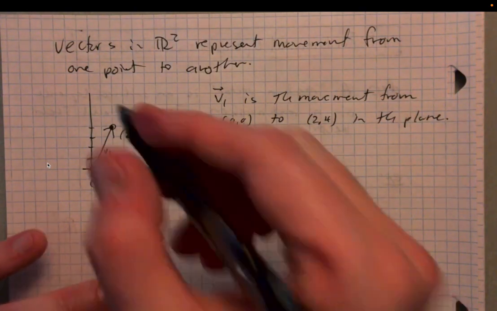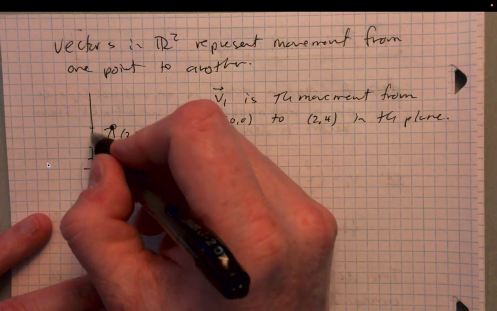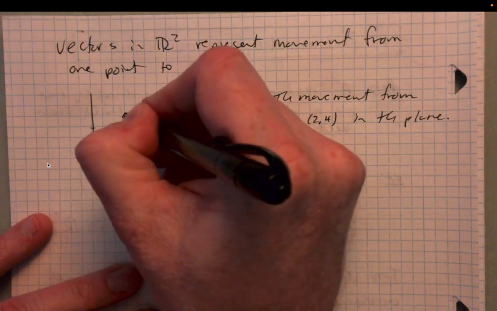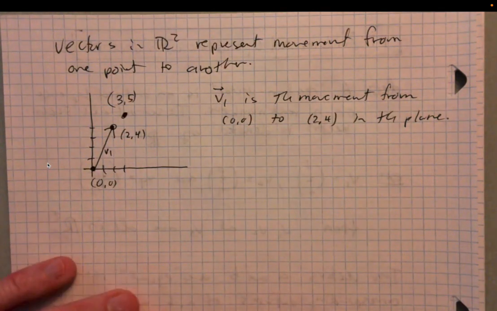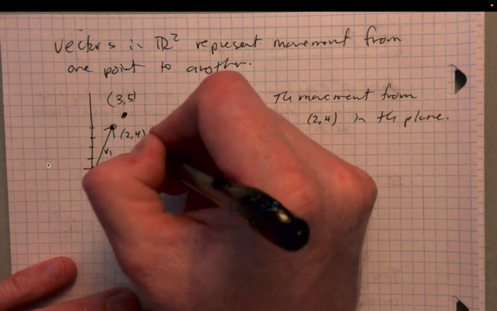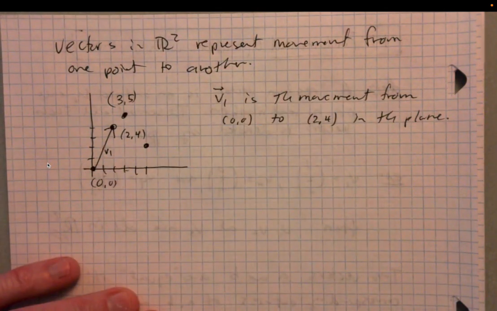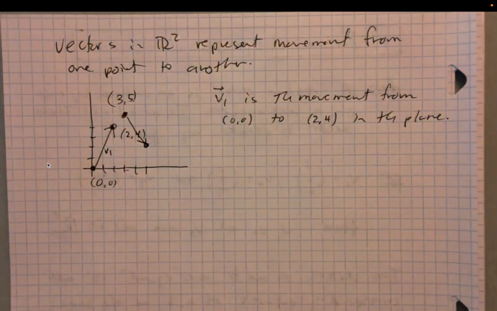Okay, what about if I start with a vector that's out here a little further? 1, 2, 3, 4. Let's put a point up here at 3, 5. And then let's put a point at 4, 5, 6, 2. Let me put this guy here. So this would be a vector as well. We can think of this.